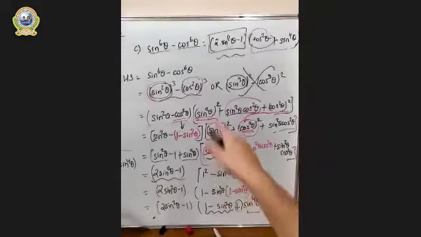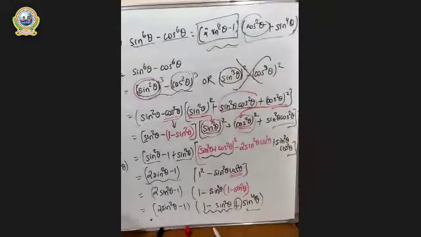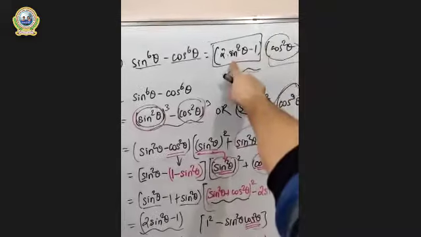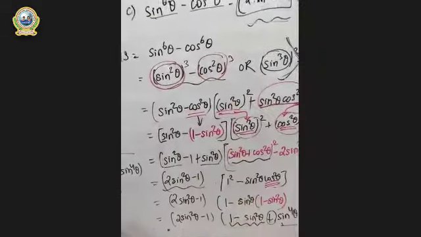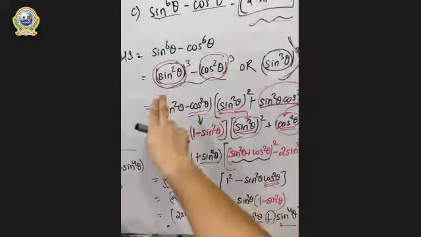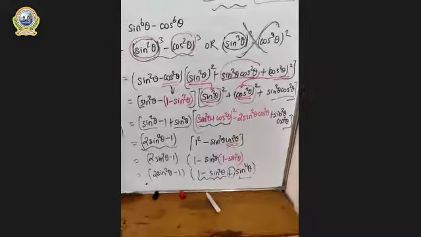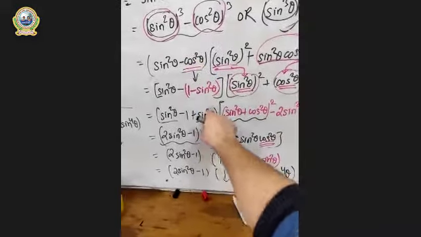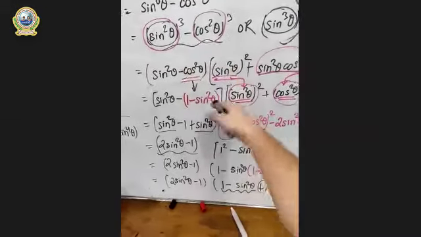Now we started with a cube minus b cube or a square minus b square. We cancel this format because we need sine square inside the bracket. So we put here sine square inside the bracket and we did cube on both sides. So a cube minus b cube will be a minus b, a square plus ab plus b square. Is it clear? So in this cos square, we have converted cos square into sine square, 1 minus sine square. But during conversion, you must put the brackets.